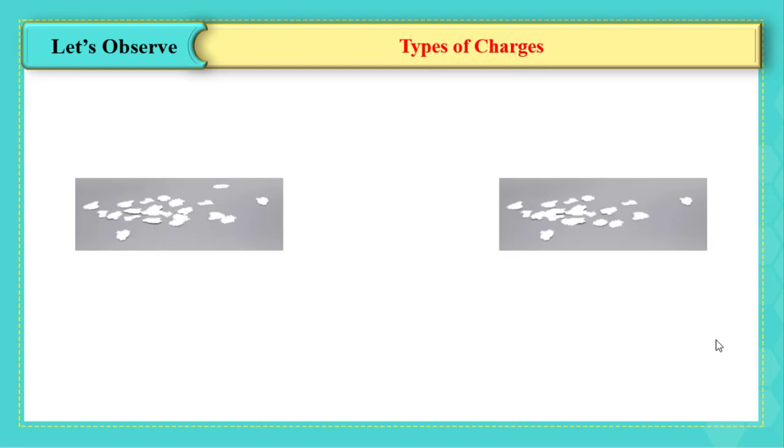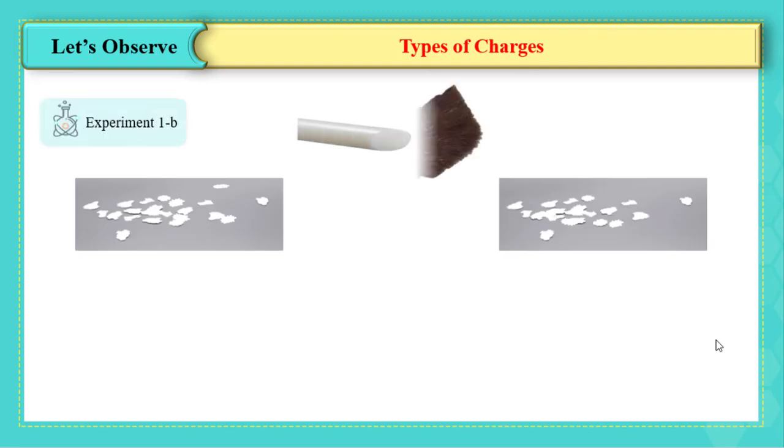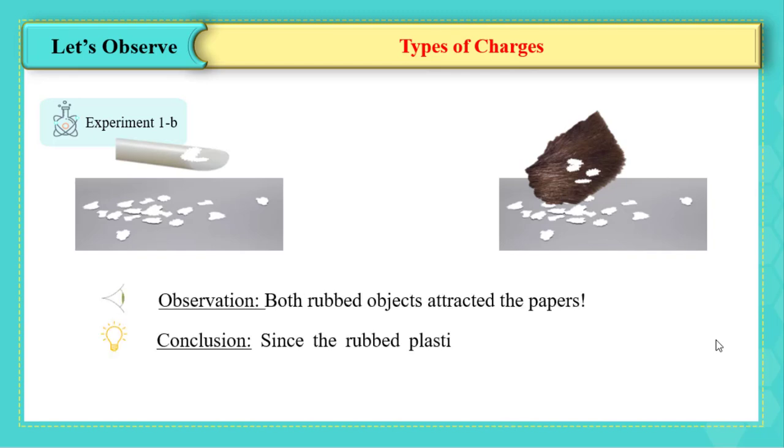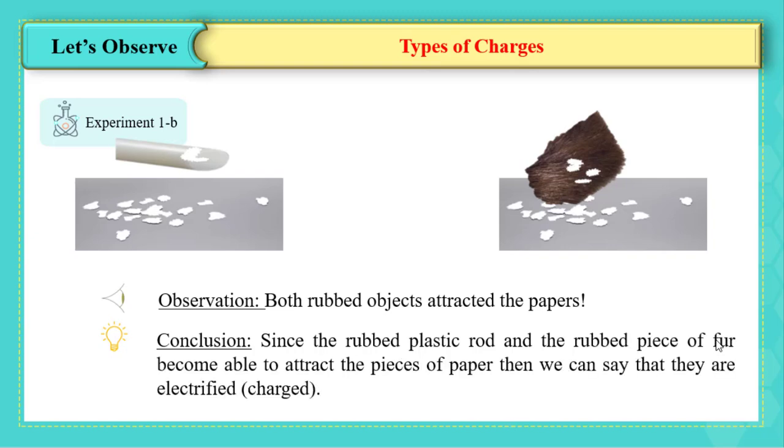In this experiment, we rub the plastic rod with the piece of fur. Then approach the rubbed plastic rod toward the pieces of paper. We observe that the rubbed plastic rod attracts the pieces of paper. Now also approach the rubbed fur toward the pieces of paper. We observe that the piece of fur will attract the pieces of paper. Finally, we conclude that the plastic rod and the piece of fur become charged.